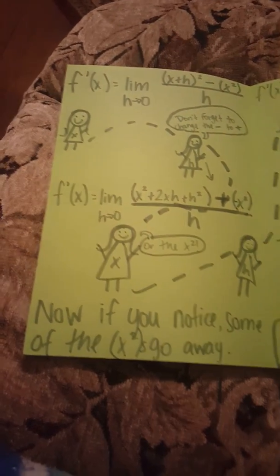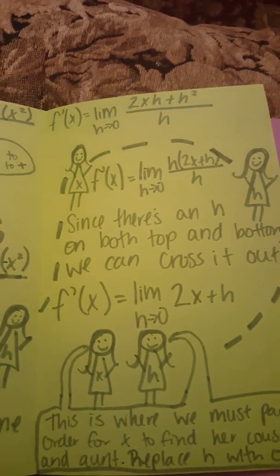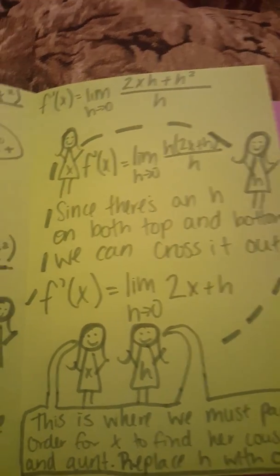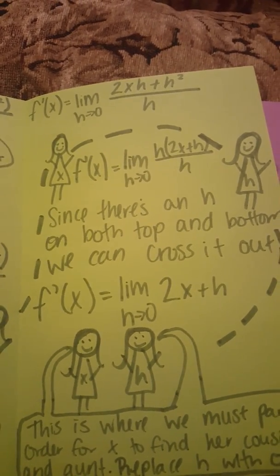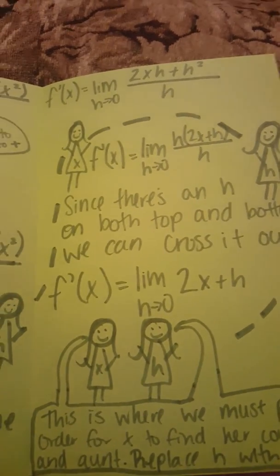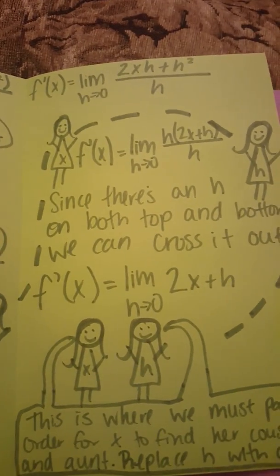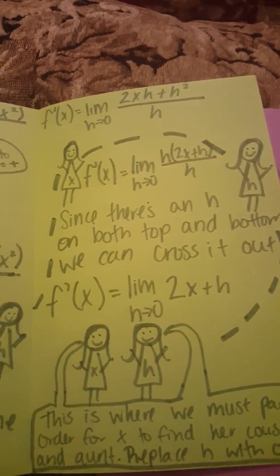Now if you notice, some of the x squareds go away. Now it's going to equal f prime of x equals the limit as h goes to 0 of 2xh plus h squared over h. Then you can factor the h's out to get f prime of x equals the limit as h goes to 0 of h times 2x plus h, over h.